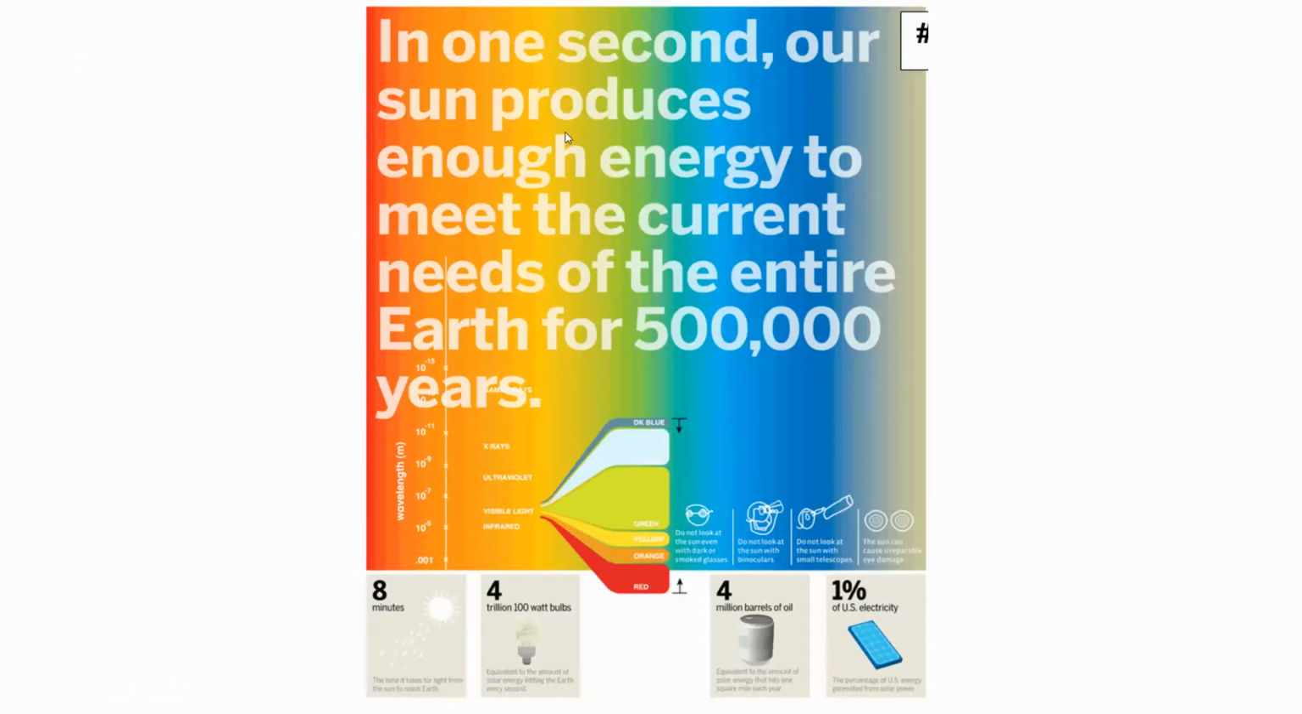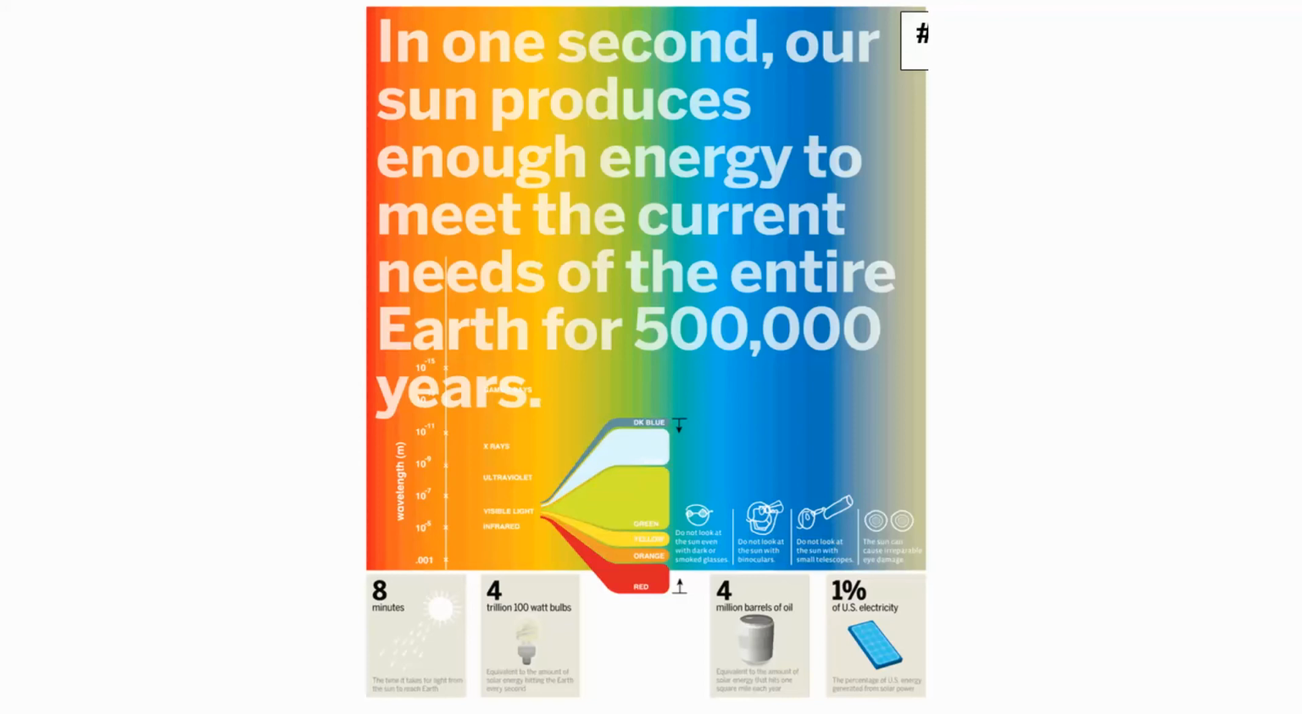The second infographic was about the power of the sun, and one of the questions on this week's quiz had to do with this infographic. In 1 second, the sun creates enough energy to meet the needs of the world for 500,000 years. The problem is that it's so far away that we have a hard time getting that energy. It takes 8 minutes for the light from the sun to travel to the earth.